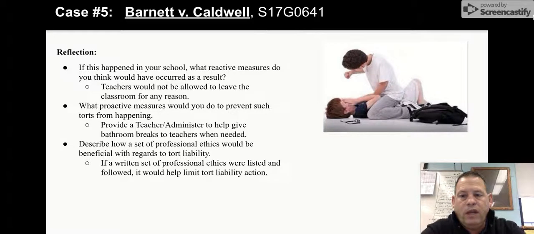If this happened in my school, teachers would not be allowed to leave the classroom for any reason, and that would be the initial reactive. The proactive would be to provide a teacher or administrator to help give bathroom breaks to teachers when needed. And we would write this all out so that it could be followed and all parties would be held accountable in a professional manner.